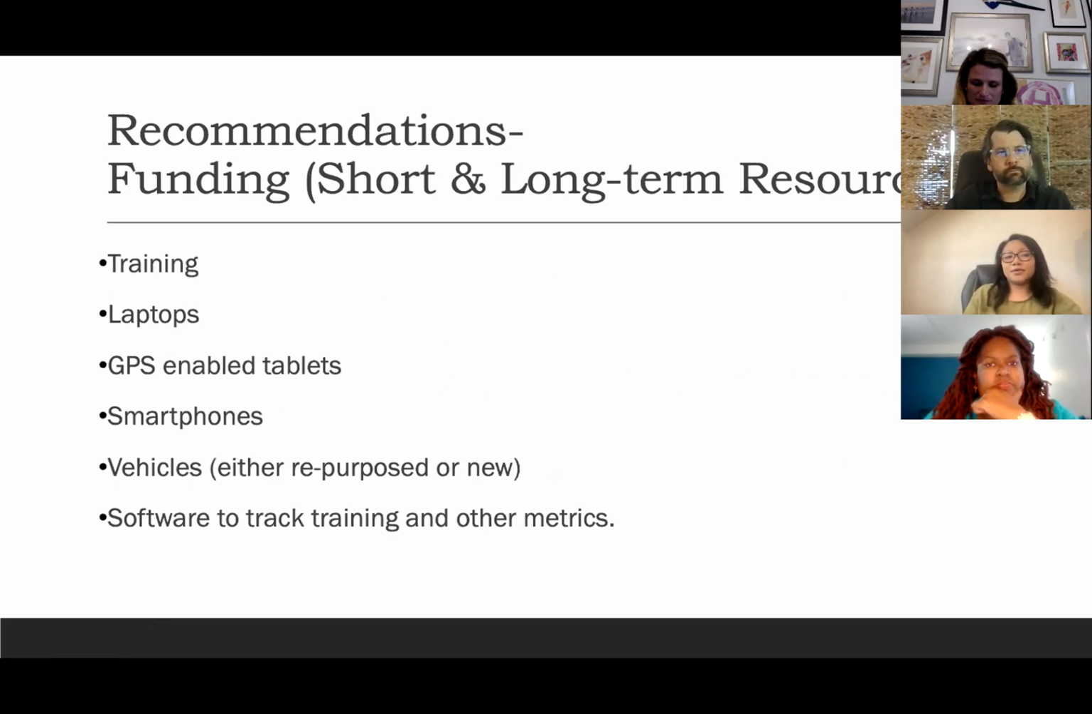Equipment is another long-term resource and will include laptops, GPS tablets, smartphones, vehicles, either repurposed or new, and software to track training. If Paradigm Reach is implemented, then you won't need additional training tracking software. Also, training is typically considered short-term in regard to resources, but we recommend ongoing development and ongoing training. So that will be another long-term resource. GPS alternatives may be needed for rural areas as most may have low or no internet access. And so keeping teams safe is imperative. So if GPS devices will not work, another way of tracking should be implemented.